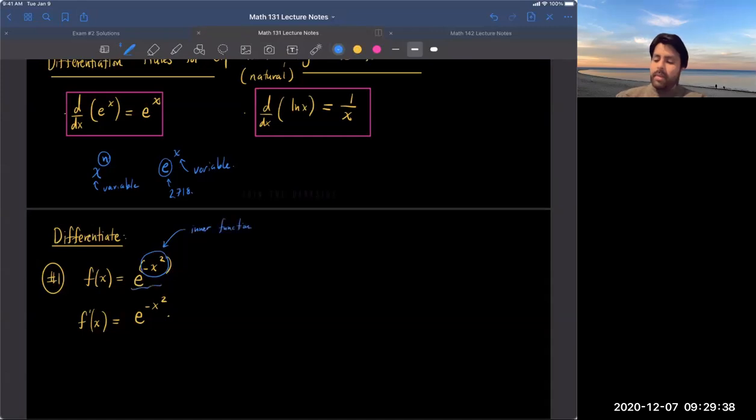And this thing out here is my outer function. So what's the derivative of negative x squared? Power rule. So this becomes negative 2x. And so my final answer is negative 2x e to the negative x squared.